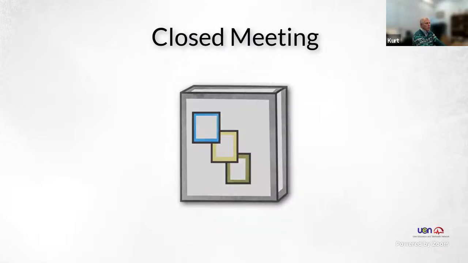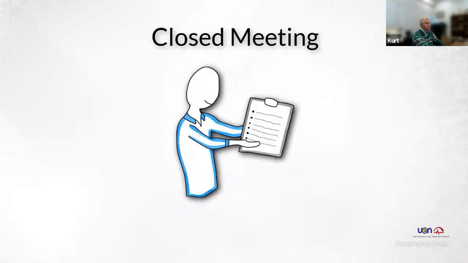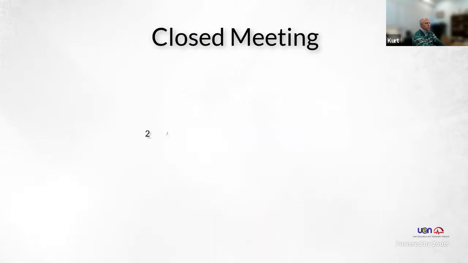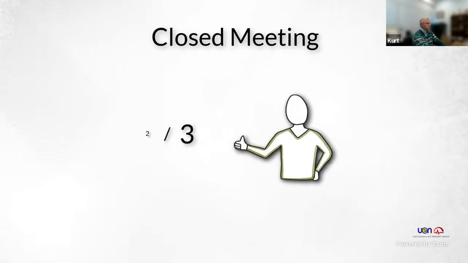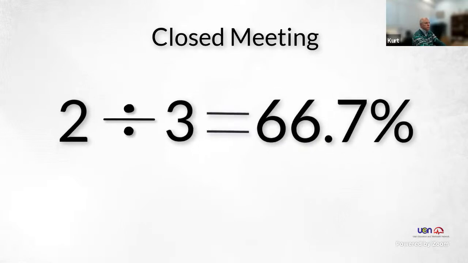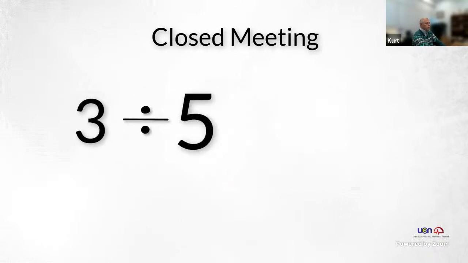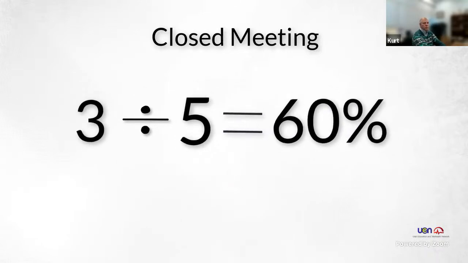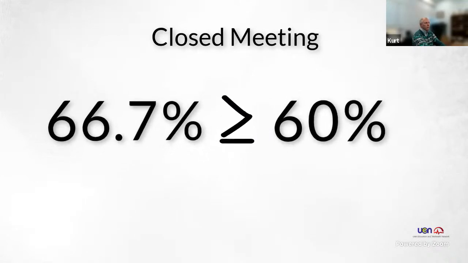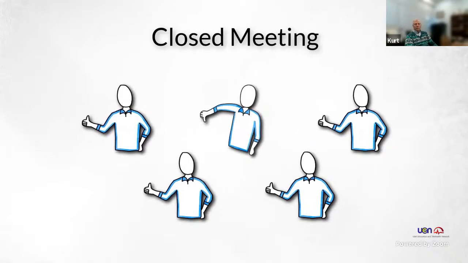including trade secrets. A closed meeting may be held only if a quorum is present and the meeting was properly noticed. 2/3 of the governing body present at the meeting need to vote yes to close a meeting. Quick math lesson. 2 divided by 3 equals 66.7%. Let's say your governing body has 5 members present at the meeting. If 3 out of 5 members vote yes, that equals 60%, which is not equal or greater than 66.7%, which means you're 1 member short and would need 4 out of 5 members to vote yes.